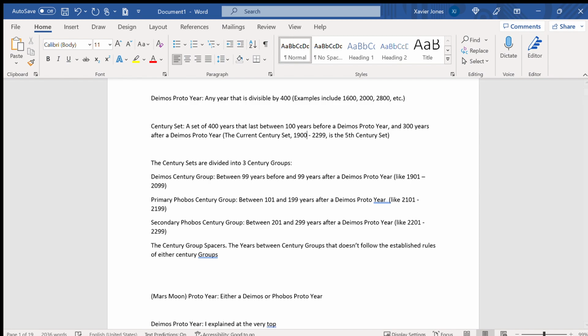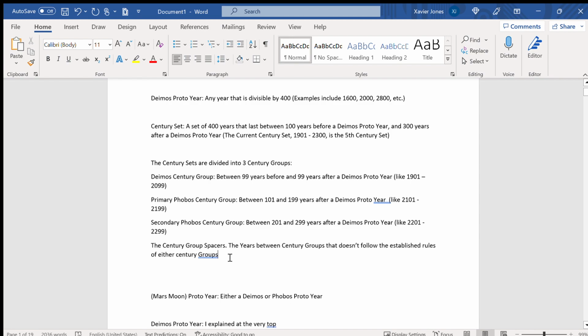So 1900 through 2299, that's fine. Or 2300. Oh, shoot. No, it would be 1901 through 2300. It can be part of the century set, but not a century group. Yeah, so 2300, that's fine, because you can't have one that's part of both, right?